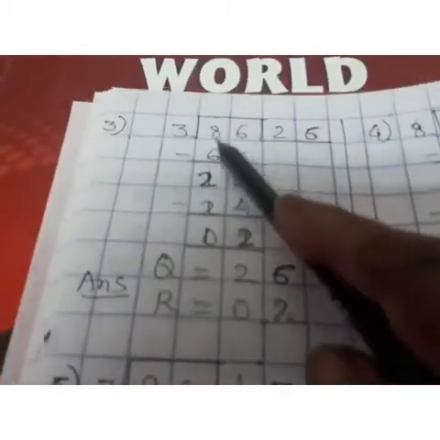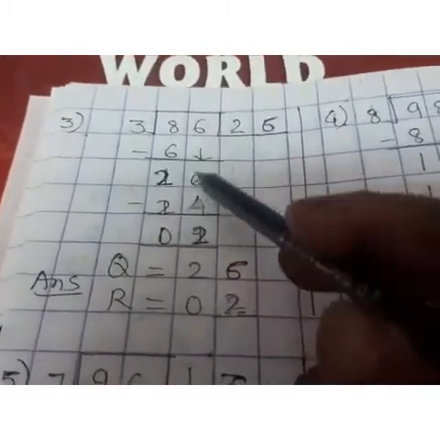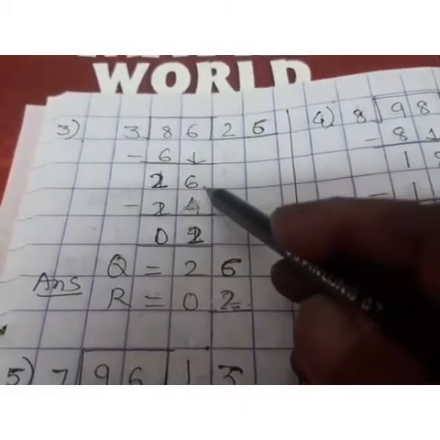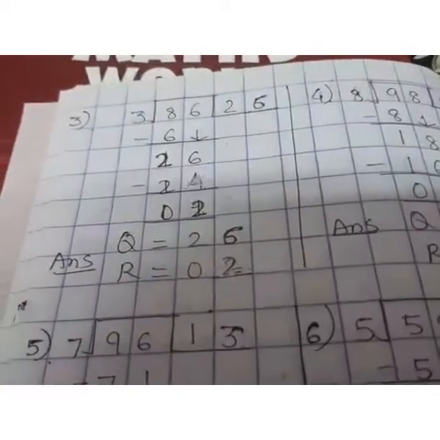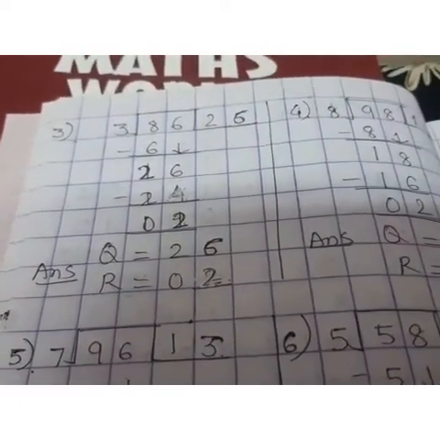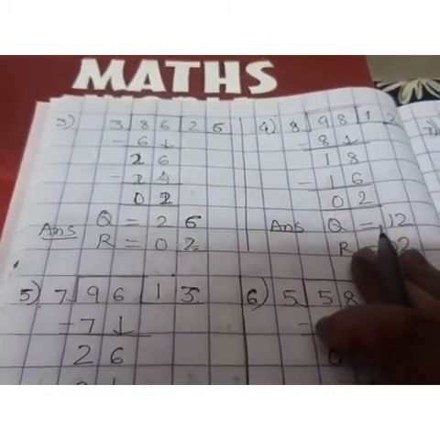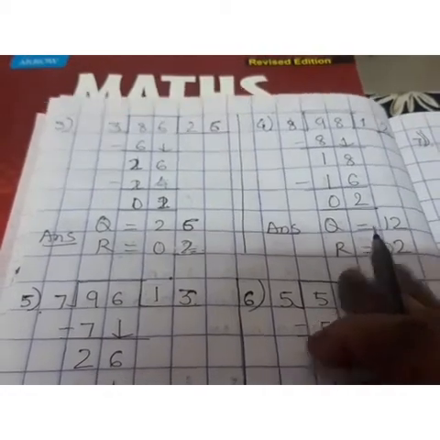Now 8 minus 6 is 2 and we'll bring down the 6. Now we will say the table of 3 till we get either 26 or less than 26. So 6 1s are 6, 6 2s are 12, 6 3s are 18, 6 4s are 24, 6 5s are 30. Sorry, we have to say the table of 3 only. 3 1s are 3, 3 2s are 6, 3 3s are 9, 3 4s are 12, 3 5s are 15, 3 6s are 18, 3 7s are 21, 3 8s are 24.